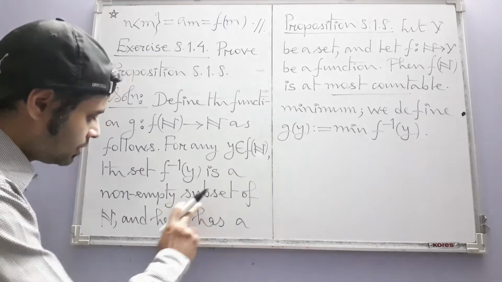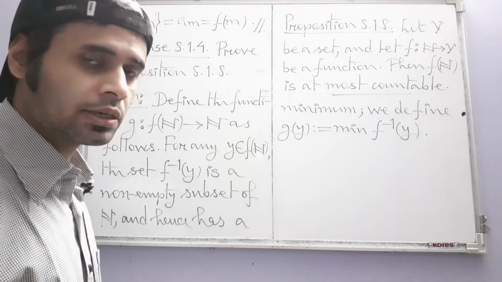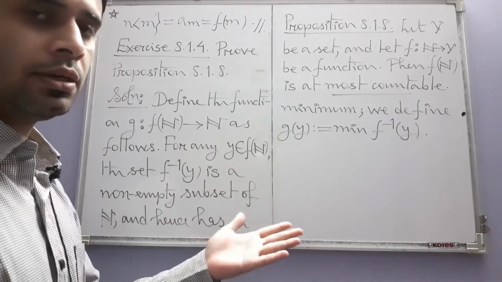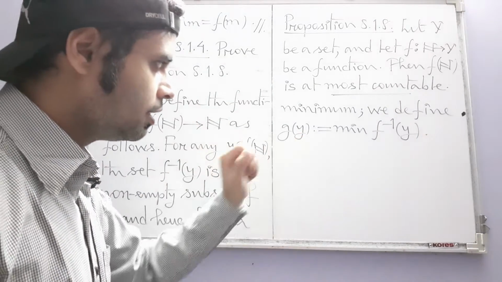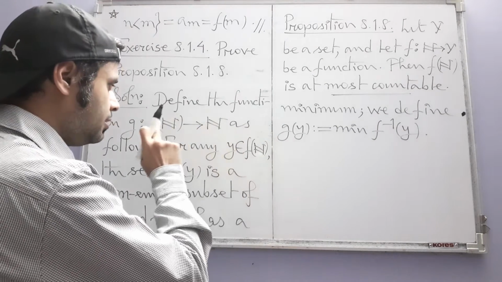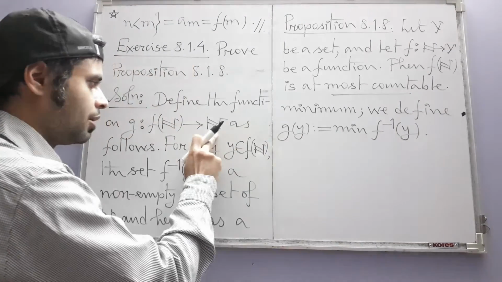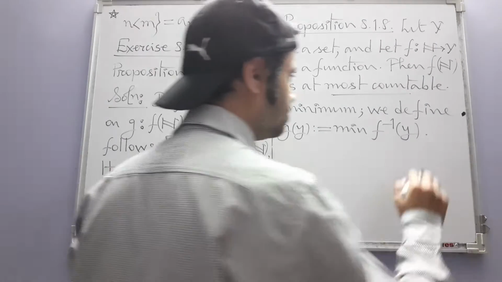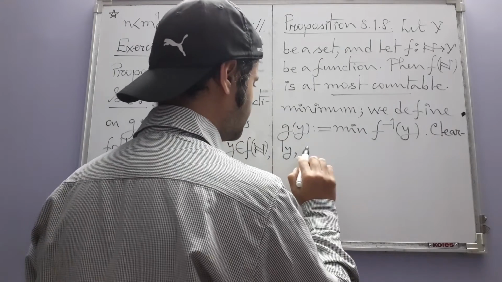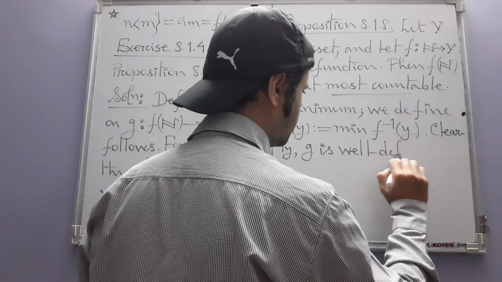Now, being a non-empty subset of n, by the well ordering principle, this subset will have a smallest element, a minimum, and that minimum will be a natural number. That is our g of y by definition. So for any y in f of n, we are getting a unique natural number here. So clearly g is well defined.